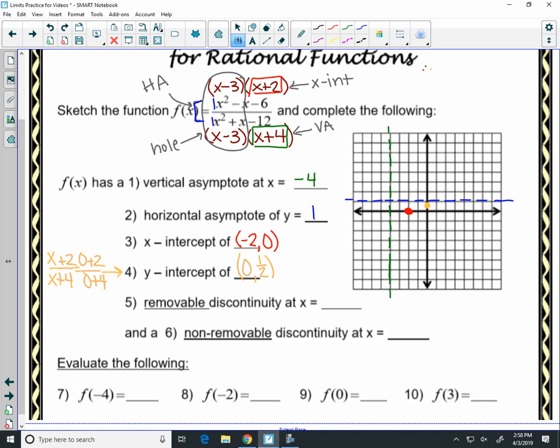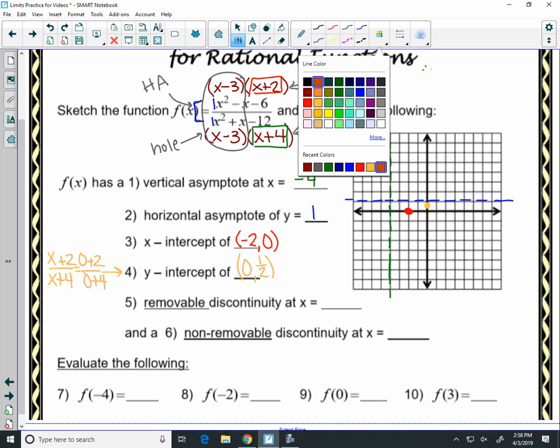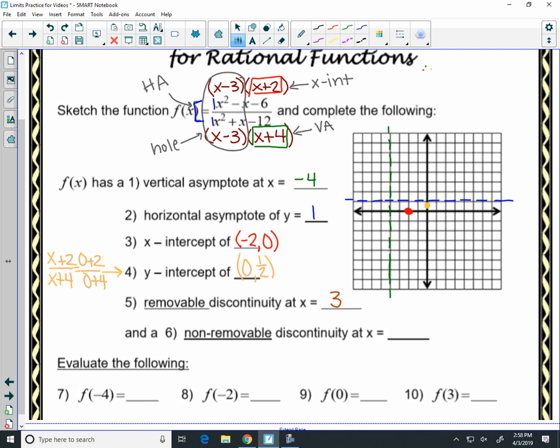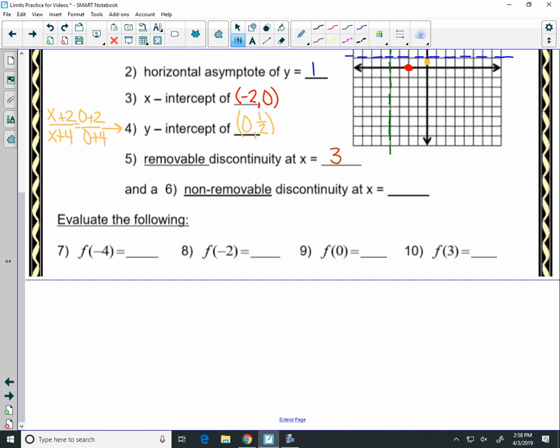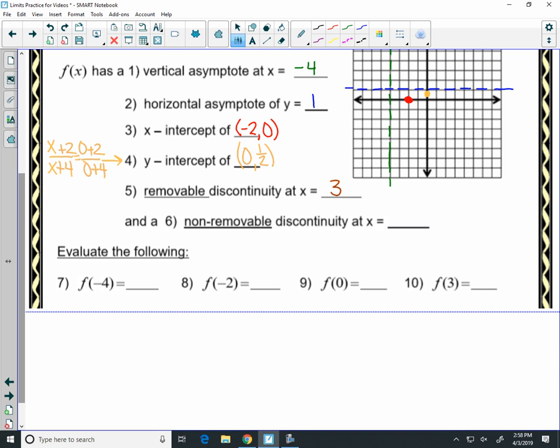Our removable discontinuity is happening where we can cancel. So that hole was x minus 3, so it's at x equals 3 that we have that removable discontinuity. Now we know how to find the y value, so let's go ahead and find that. To find the y value by hand, we take our reduced form, which was x plus 2 over x plus 4, and plug in that 3. So that's going to be 5 over 7. So x equals 3, the ordered pair is 3, 5/7. We're just going to estimate that there.